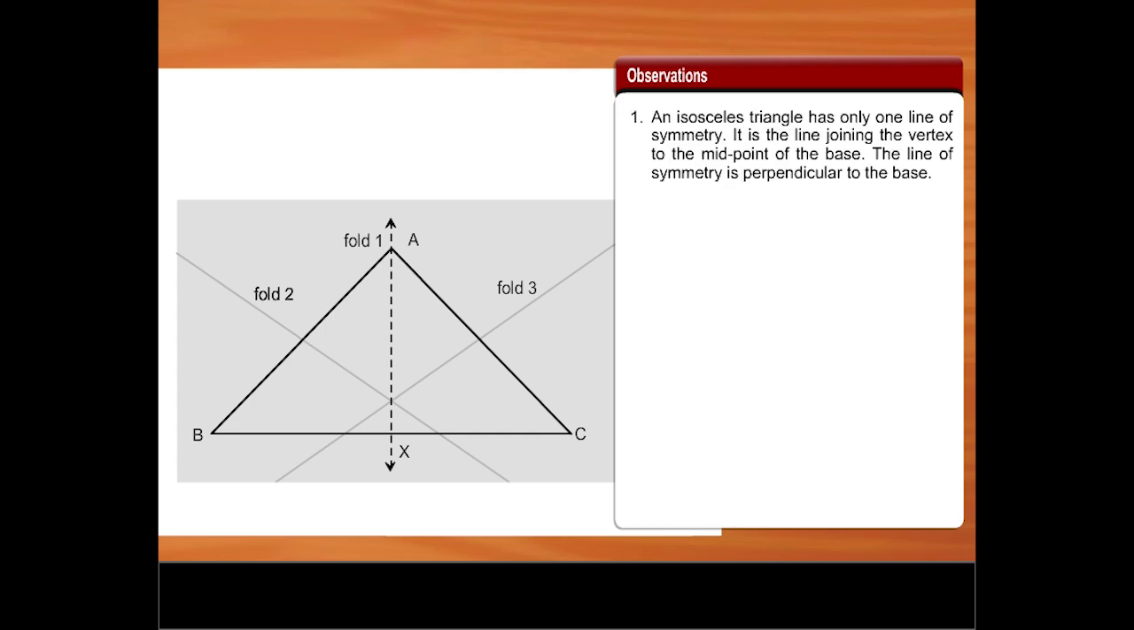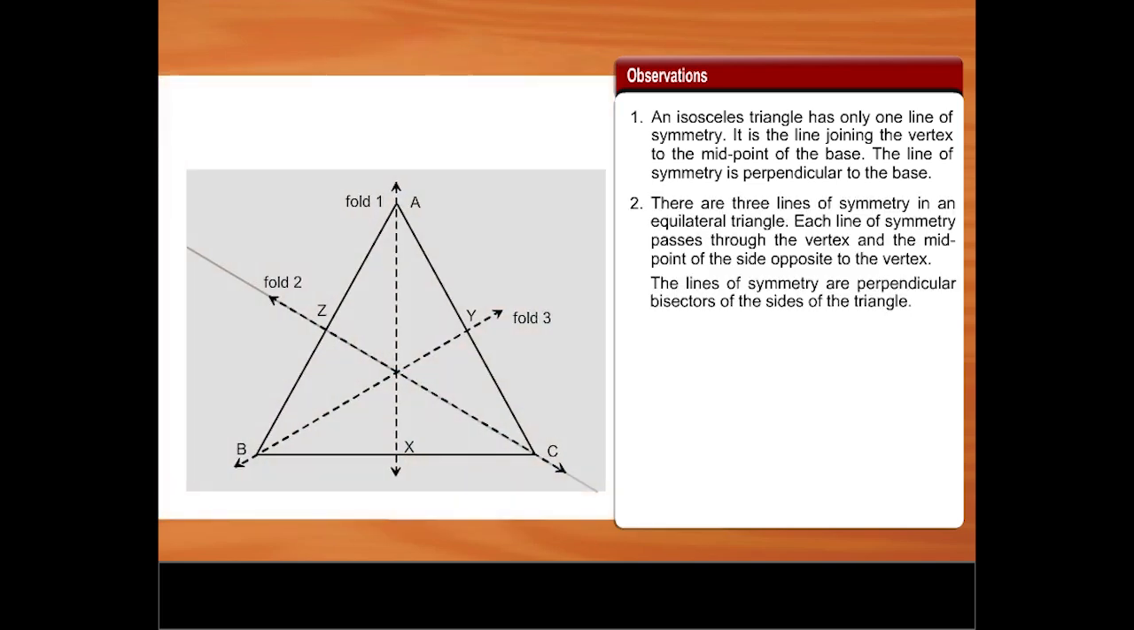Observations. An isosceles triangle has only one line of symmetry. It is the line joining the vertex to the midpoint of the base. The line of symmetry is perpendicular to the base. There are 3 lines of symmetry in an equilateral triangle. Each line of symmetry passes through the vertex and the midpoint of the side opposite to the vertex. The lines of symmetry are perpendicular bisectors of the sides of the triangle.